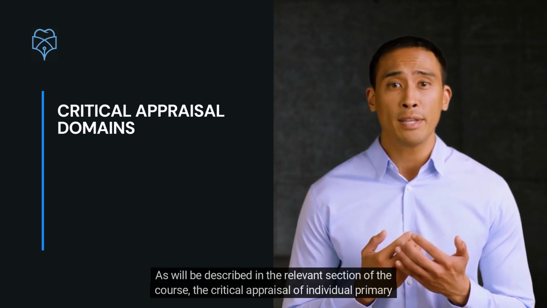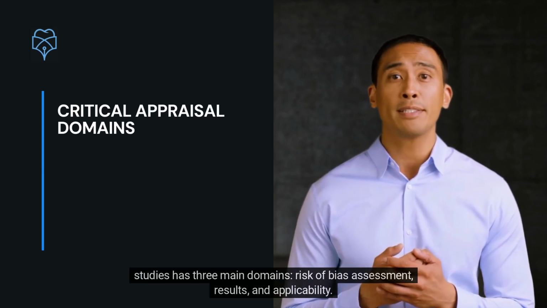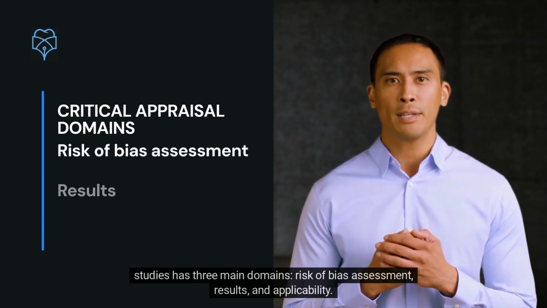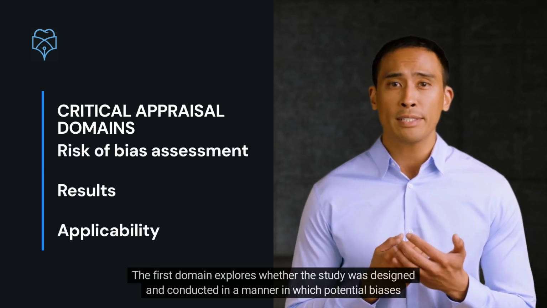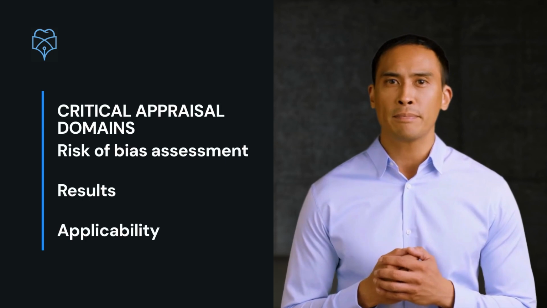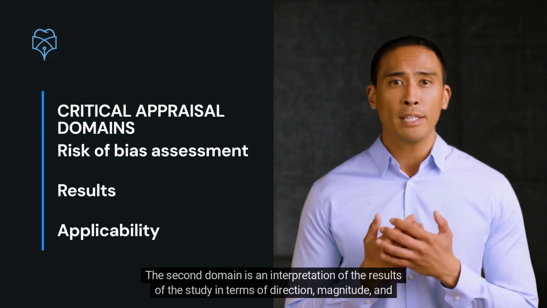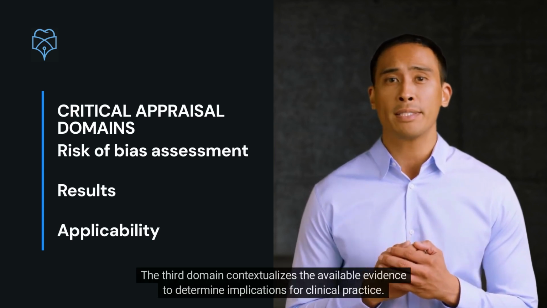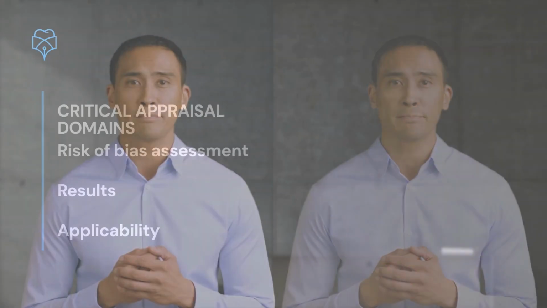As will be described in the relevant section of the course, the critical appraisal of individual primary studies has three main domains: risk of bias assessment, results, and applicability. The first domain explores whether the study was designed and conducted in a manner in which potential biases were minimized. The second domain is an interpretation of the results of the study in terms of direction, magnitude, and precision. The third domain contextualizes the available evidence to determine implications for clinical practice.